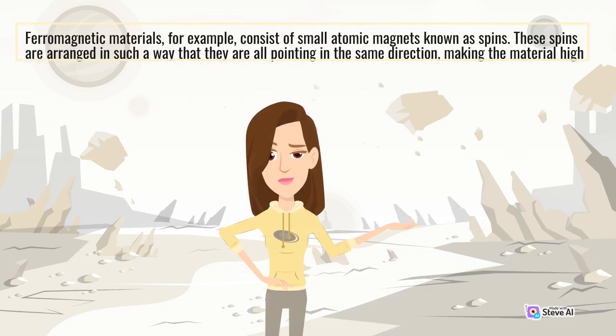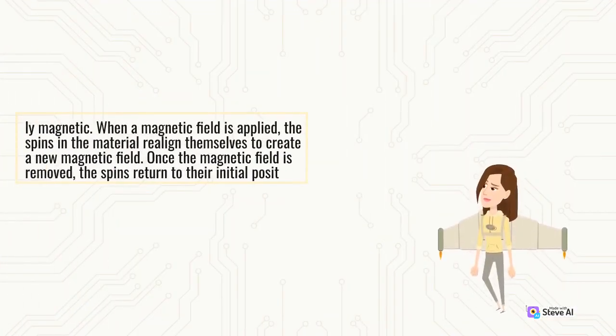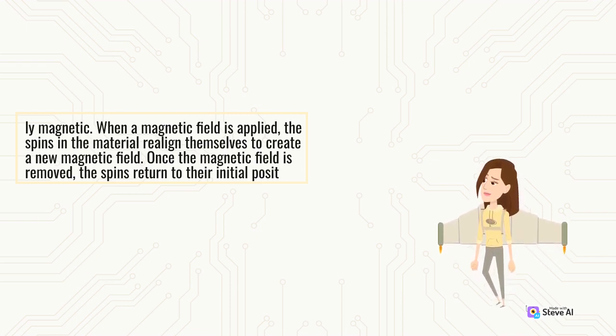Ferromagnetic materials, for example, consist of small atomic magnets known as spins. These spins are arranged in such a way that they are all pointing in the same direction, making the material highly magnetic. When a magnetic field is applied, the spins in the material realign themselves to create a new magnetic field. Once the magnetic field is removed, the spins return to their initial position.